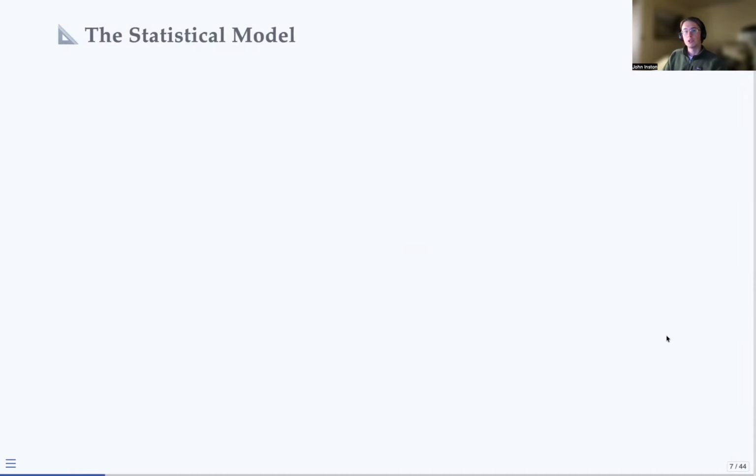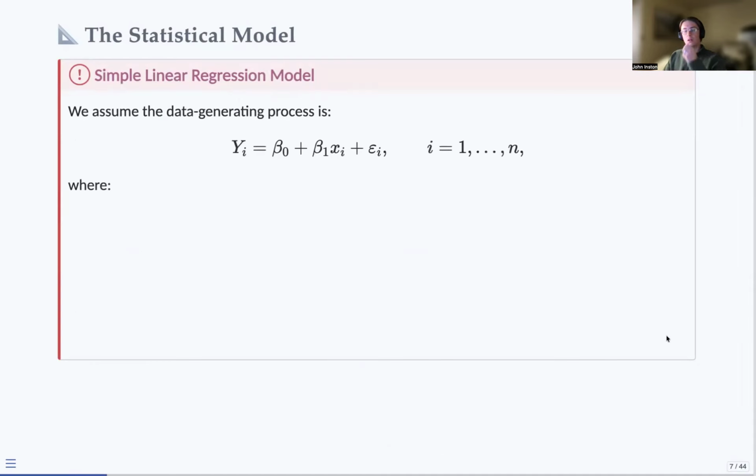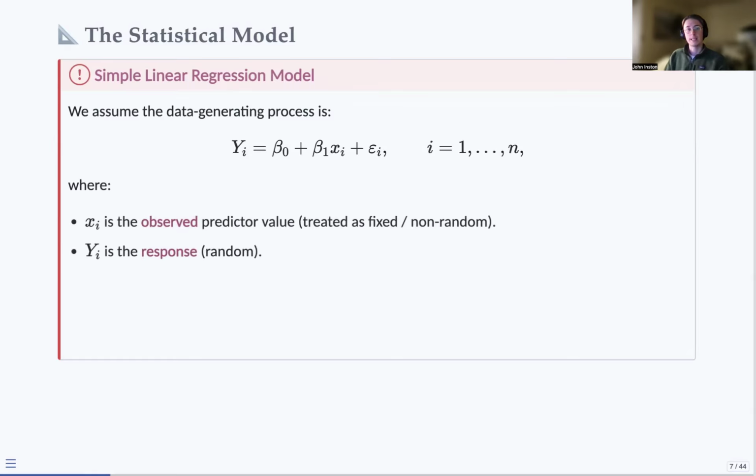So the simple linear regression model. The key formulation is that we assume a data generating process can be written in this linear form, where yi is the response and xi is the observed predictor value. We use the lowercase x here to denote data. If this was a capital X, that capital X would be the random variable used to generate that data, and you could be considering this as an expression of some function of a random variable X.